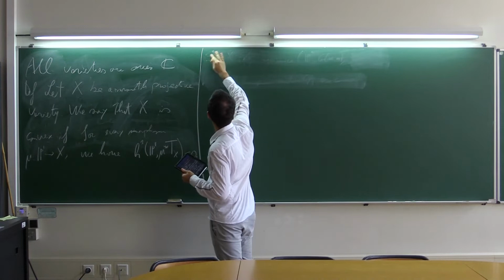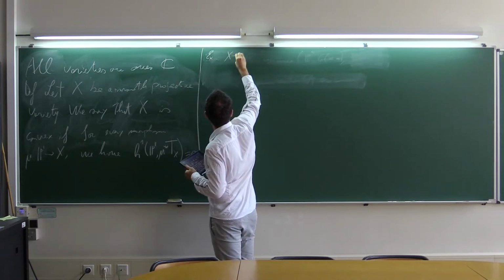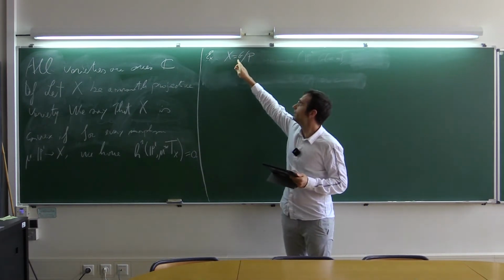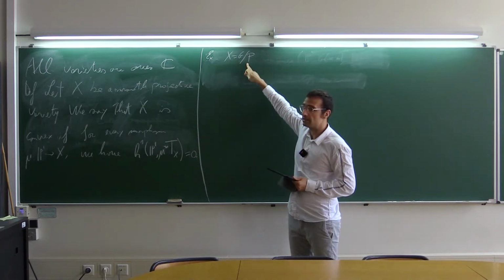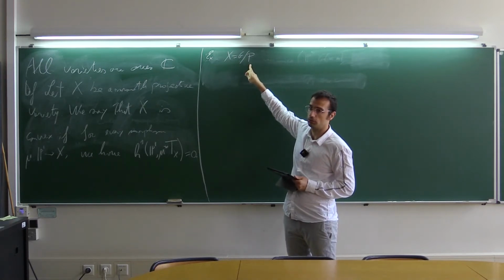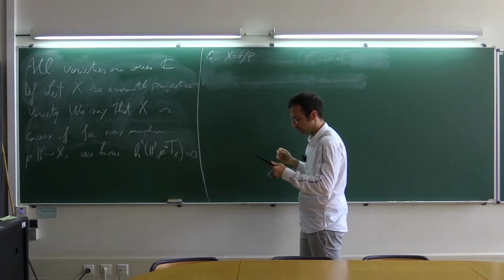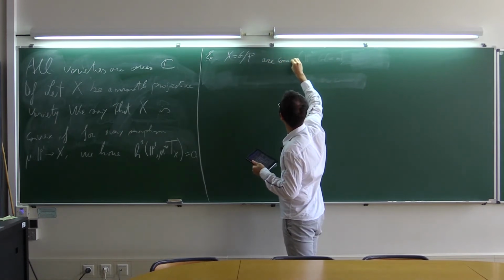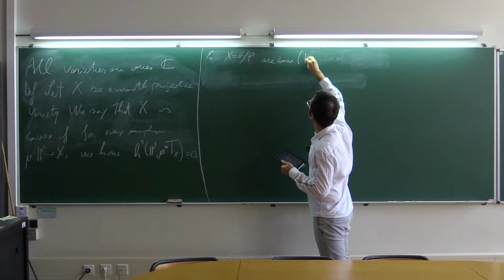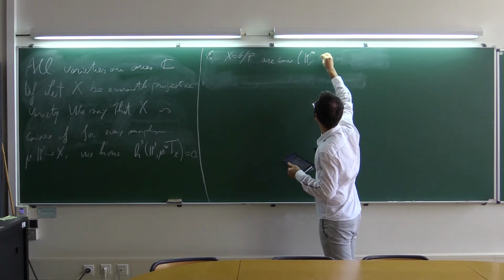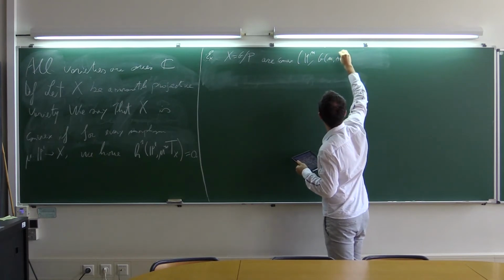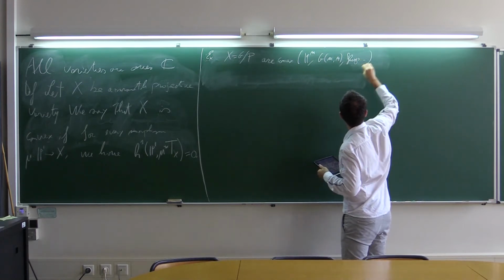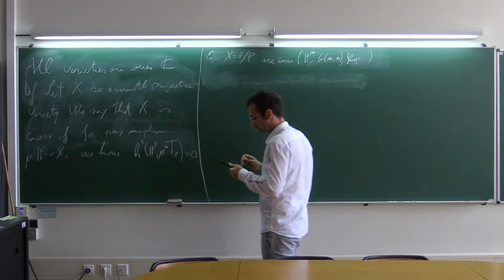So let's see some example. The quotient X over G sub P, where G is a complex Lie group and P is a parabolic subgroup. This is always a rational homogeneous variety and a projective variety. So spaces of this type are convex. This includes projective space, Grassmannian, flag variety, and so on.